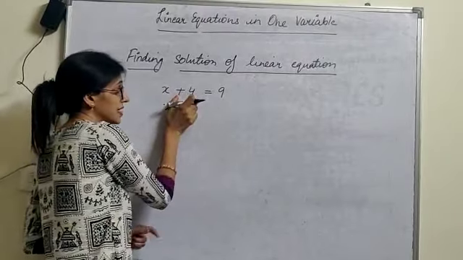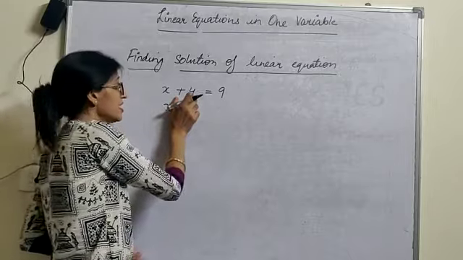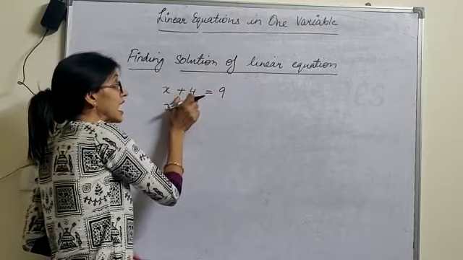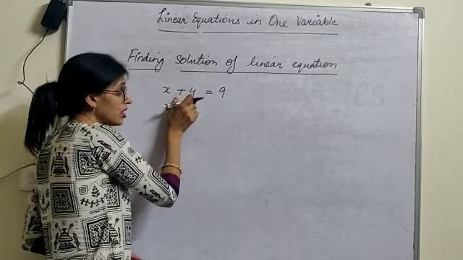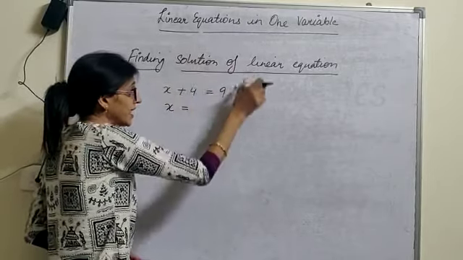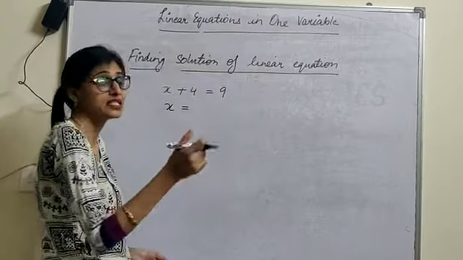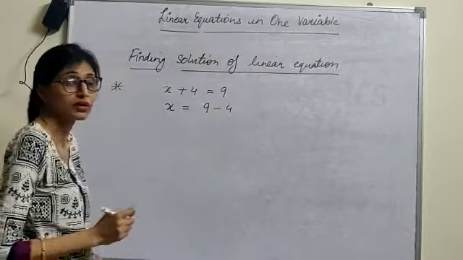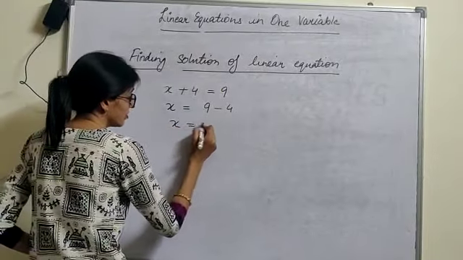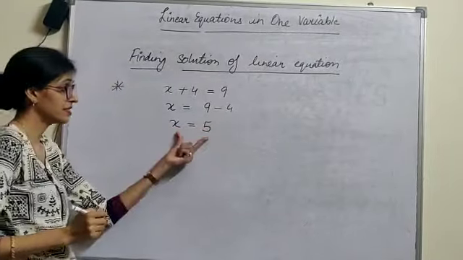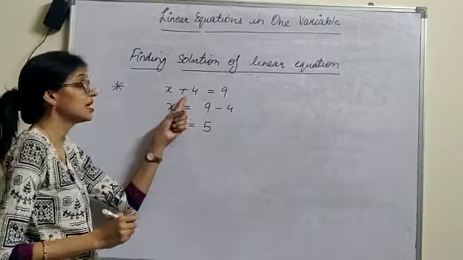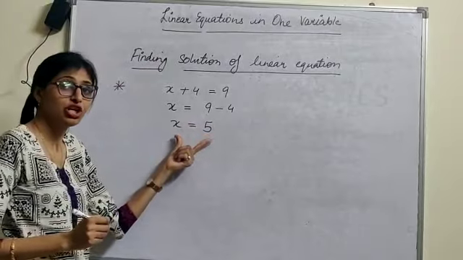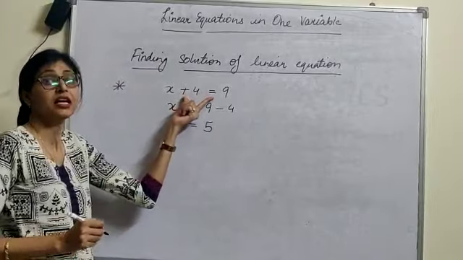Whenever the plus sign from left hand side is taken to right hand side, it changes its sign. Here it is plus 4. When I take it to right hand side, it becomes minus 4. So 9 minus 4. X equals to 5. X equals to 5 is the answer to this equation. So we can say x equals to 5 is the solution of the given linear equation.